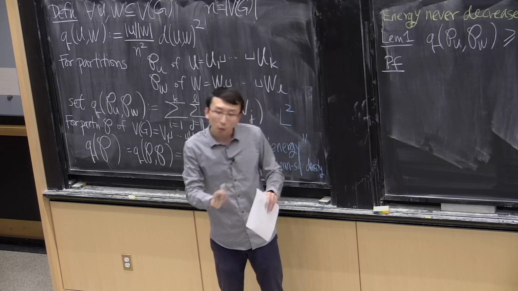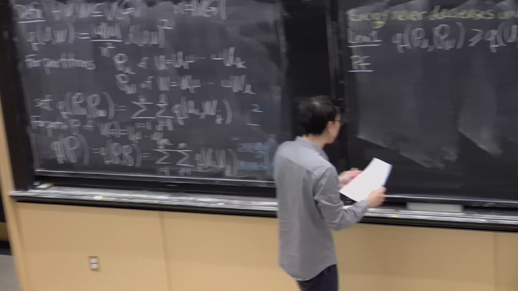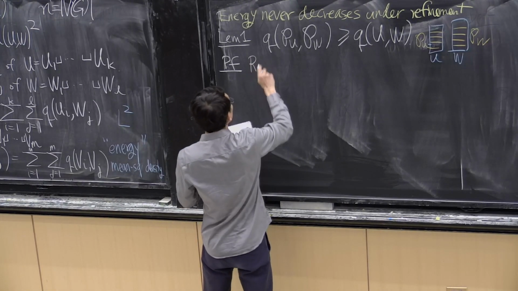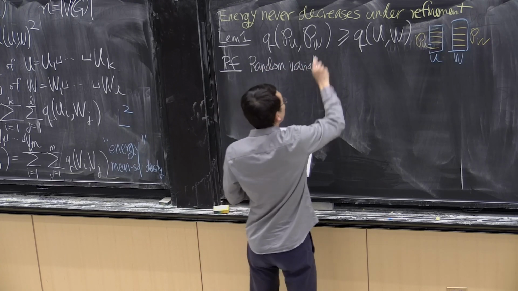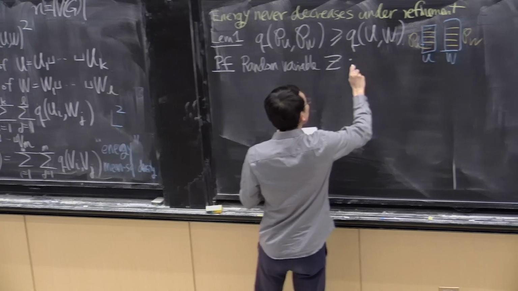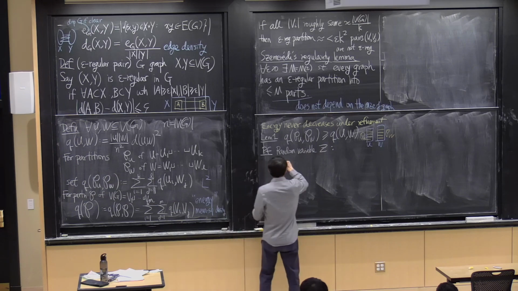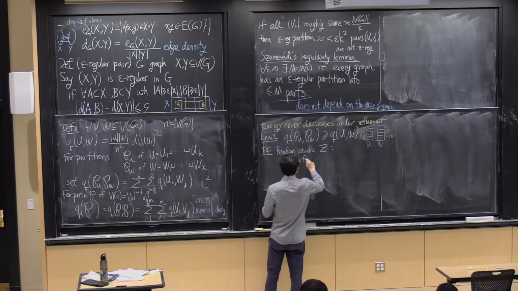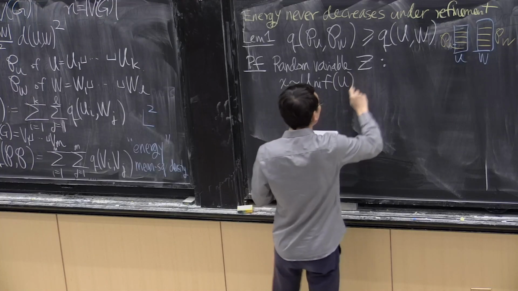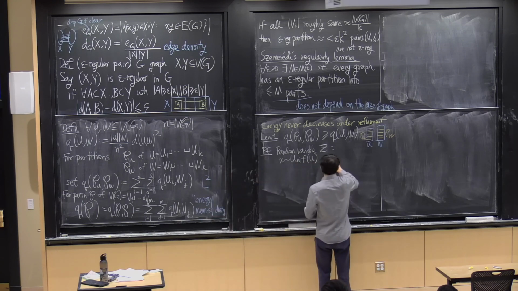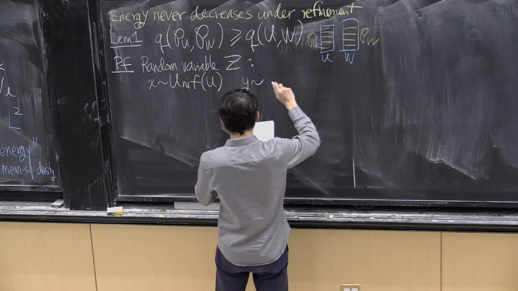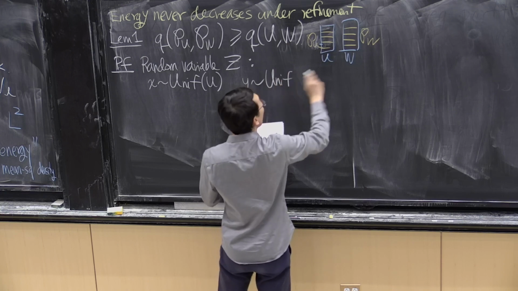But let me set it up in a way that will help some of the later proofs. So let me define a random variable, which I'll call Z, in the following way. So here's a process that I will use to define this random variable. I will select x, little x, to be a vertex uniformly chosen from U, from the left vertex set, and I will select a vertex y uniformly chosen from W.